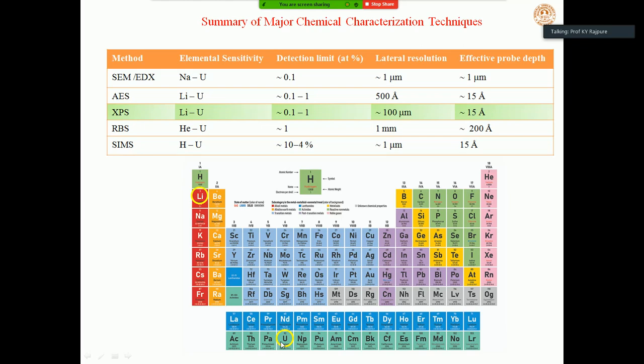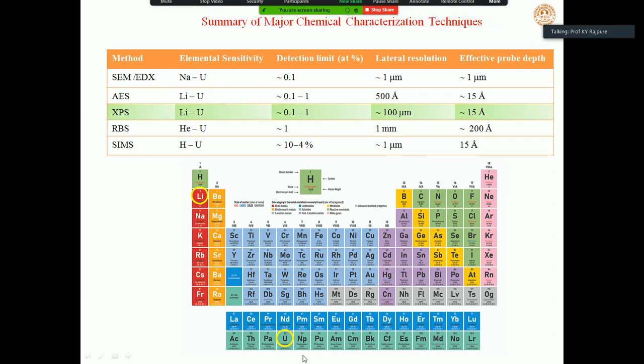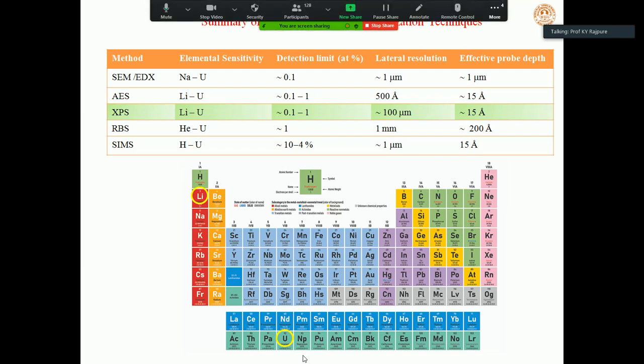Somebody will ask, why is it not possible to chemically characterize the elements after uranium? We know uranium itself is a radioactive material, and all the elements after uranium are not chemically stable. They always form isotopes, and therefore it is very difficult to find them in their parent nuclei form, and therefore you have a limit up to uranium.